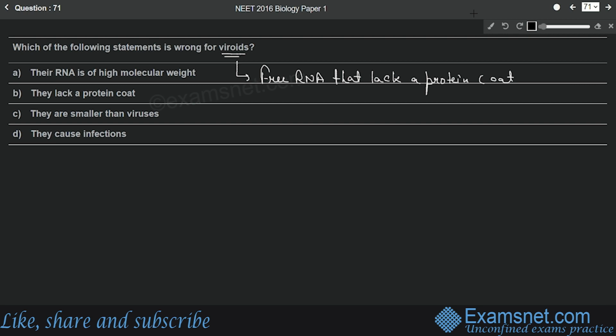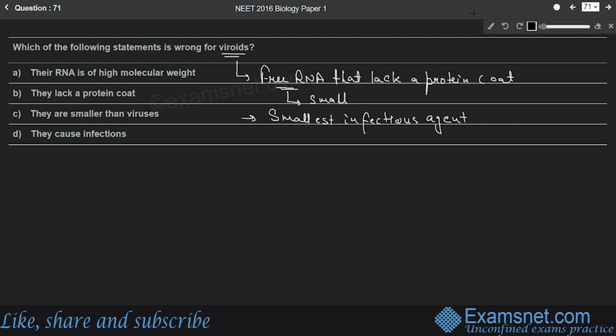We know that viruses contain a protein coat, but viroids do not have a protein coat, so their RNA is free RNA. Okay, and this RNA is of very small size. In fact, these are the smallest infectious agents known, because these cause infections in various plants. Okay, for example, potato spindle tuber disease is caused by the viroids only. Okay, now let's come to the options.